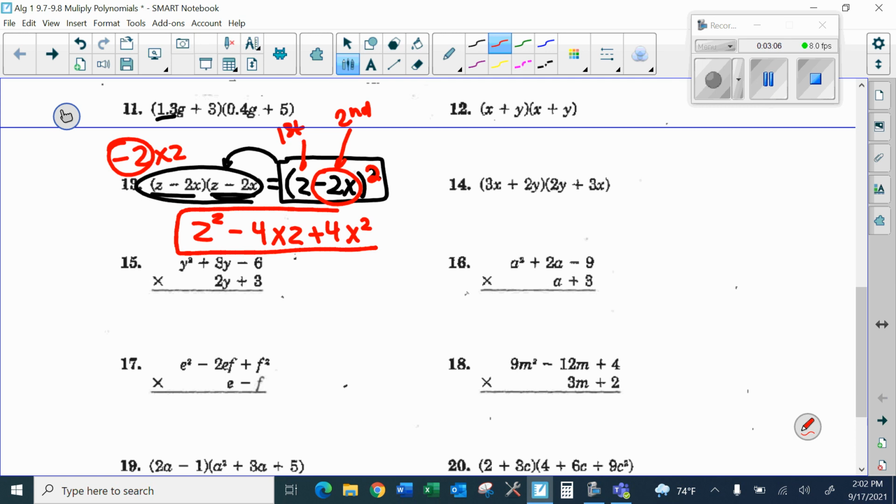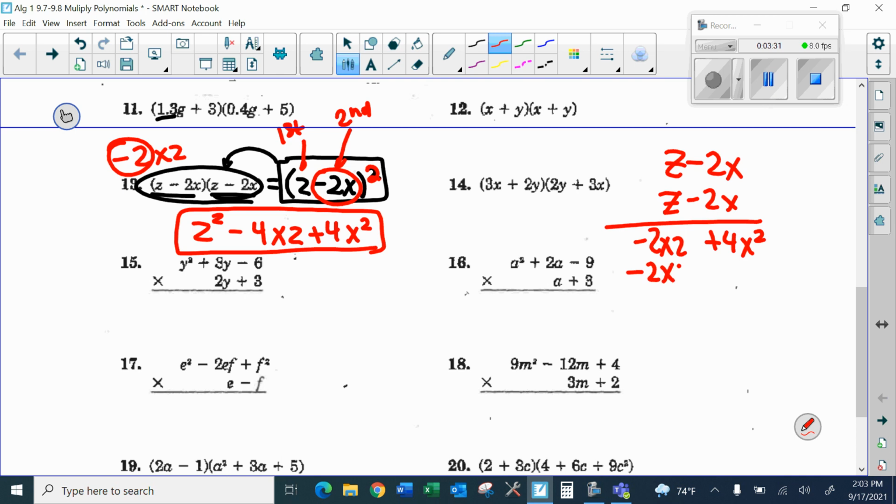And notice I can go right to the answer. That is the answer. That's exactly what I would get if I went ahead, and we'll do it over here. Z minus 2x, z minus 2x. Multiply negative 2x times negative 2x, plus 4x squared. Negative 2x times z is negative 2xz. Z times negative 2x, negative 2xz, and z times z, z squared. And I just add straight on down, and I get the exact same answer.